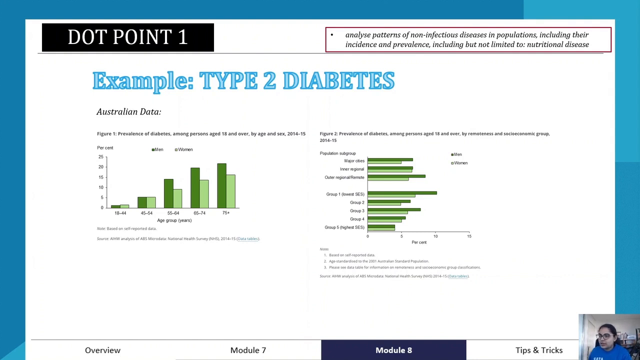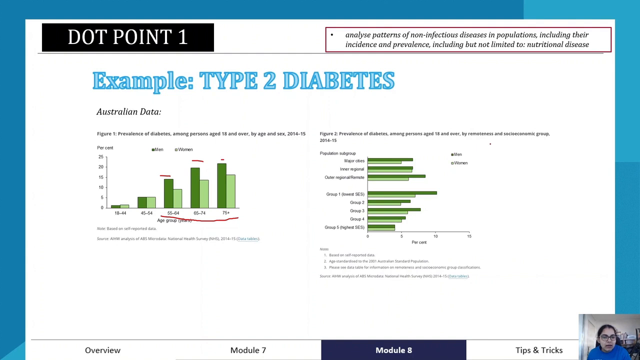Okay, amazing. So let me come over here. Prevalence of diabetes among persons aged 18 and over by age and sex between 2014 and 2015. We can see that men generally have a higher number of cases, and the number of cases increases once you go over 50. So 50 plus, the numbers start to increase and the numbers are higher in men.